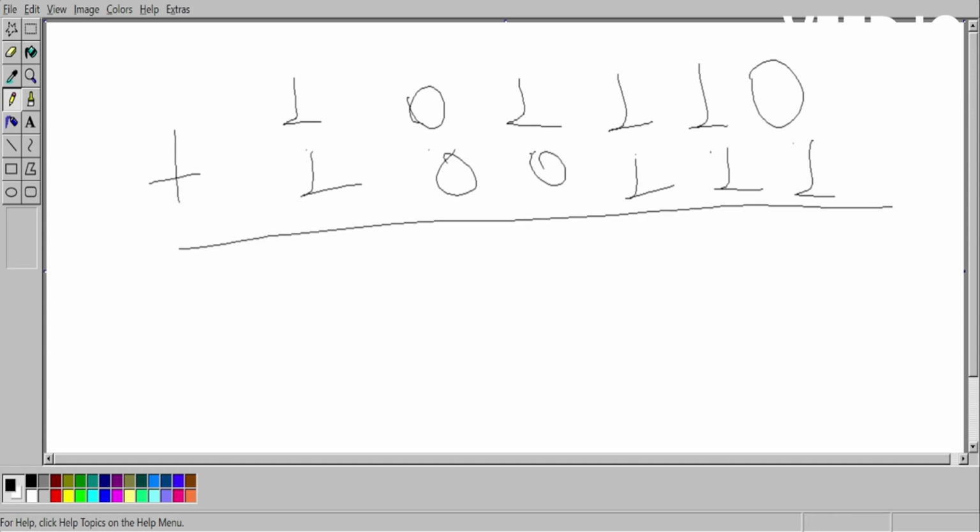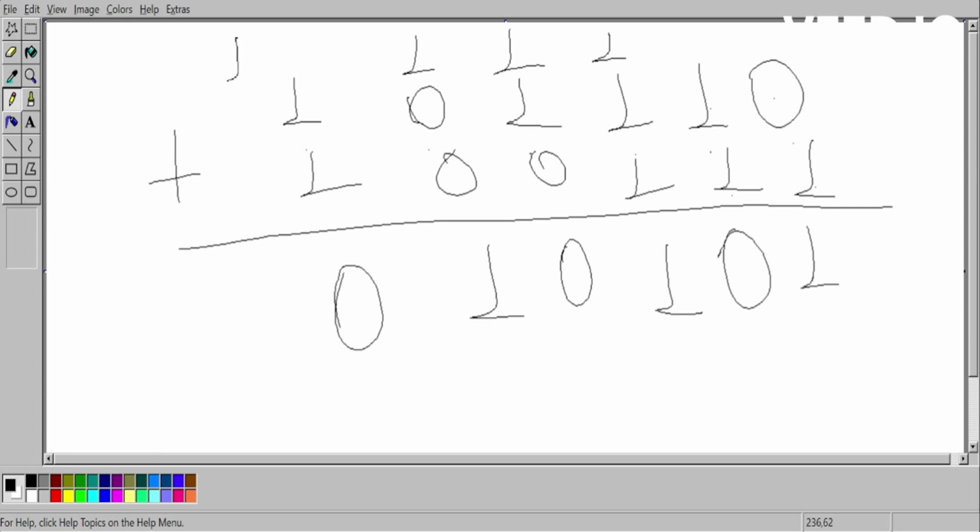Start from the right. 0 plus 1, 1. 1 plus 1 cannot be 2. The option is a carryover movement. So 1 plus 1 is 0. Then the carryover will move to here. 1 plus 1 plus 1, 1 with a carryover 1. 1 plus 1, 0 with a carryover of 1. 1 plus 0 plus 0, 1. 1 plus 1, 0 with a carryover of 1. The carryover will move to here. So the sum of the two binary numbers is this.